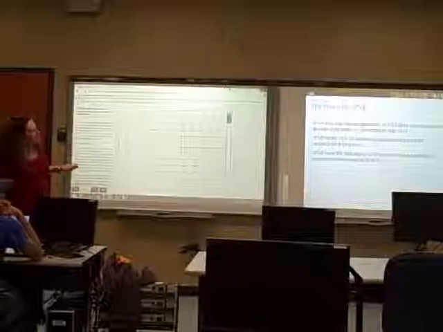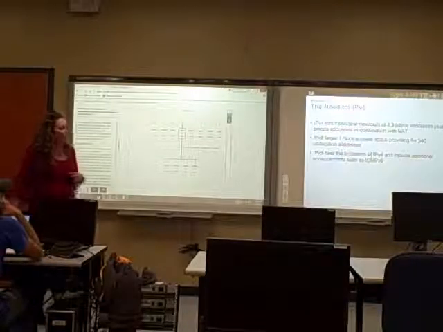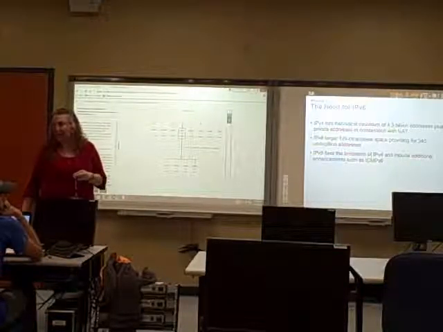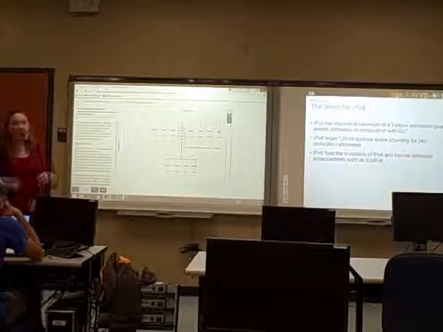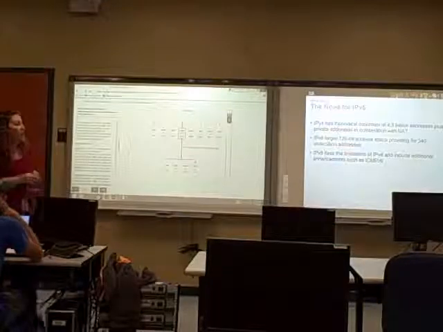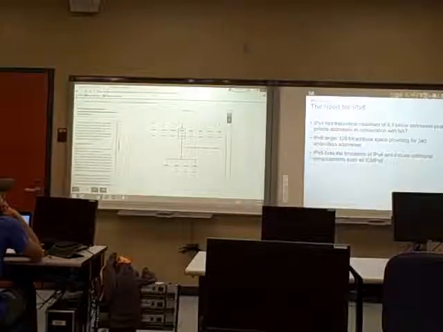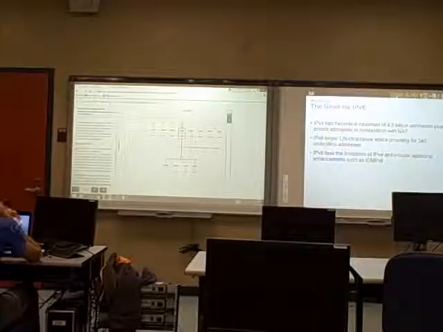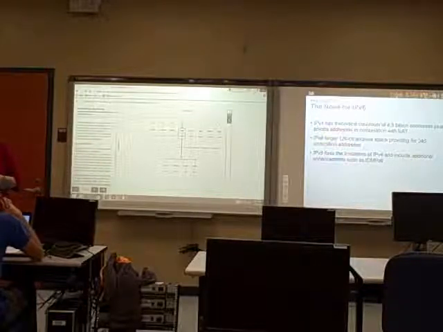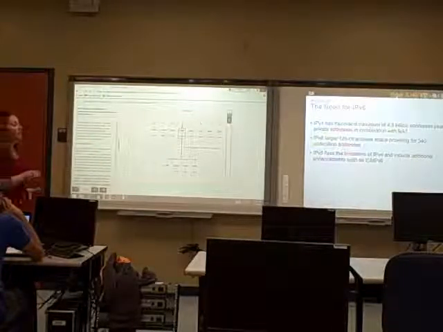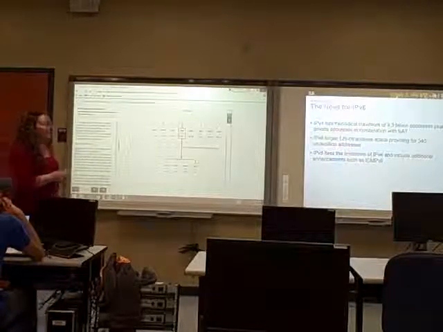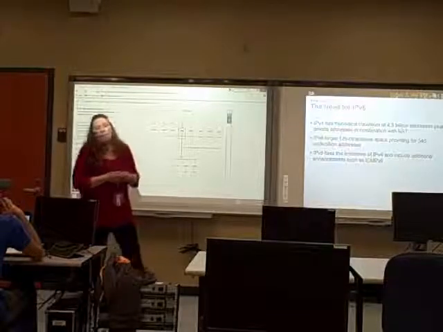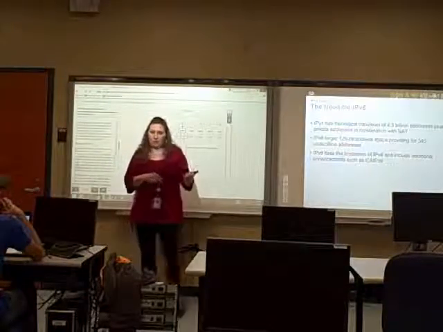IPv4 has a maximum of 4.3 billion addresses, and we've run out of them. IPv6 has a 128-bit address, so that leaves us with 340 undecillion addresses. That's a bunch. IPv6 fixes the limitations of IPv4 and includes additional enhancements such as ICMP version 6. And that'll make more sense next semester.